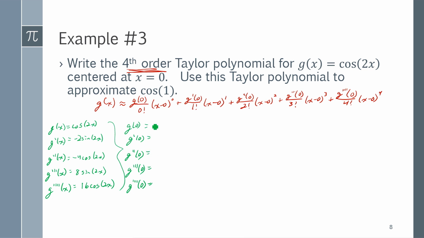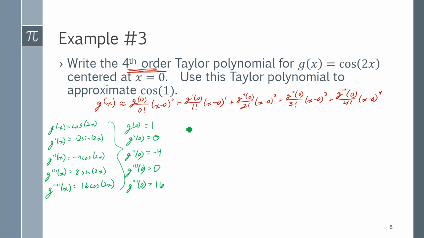Cosine of 0 is 1. Sine of 0 is 0. Cosine of 0 is 1 times negative 4. Sine of 0 is 0. Cosine of 0 is 1 times 16. And this is an example where the fourth order is going to be a bit different than fourth degree.